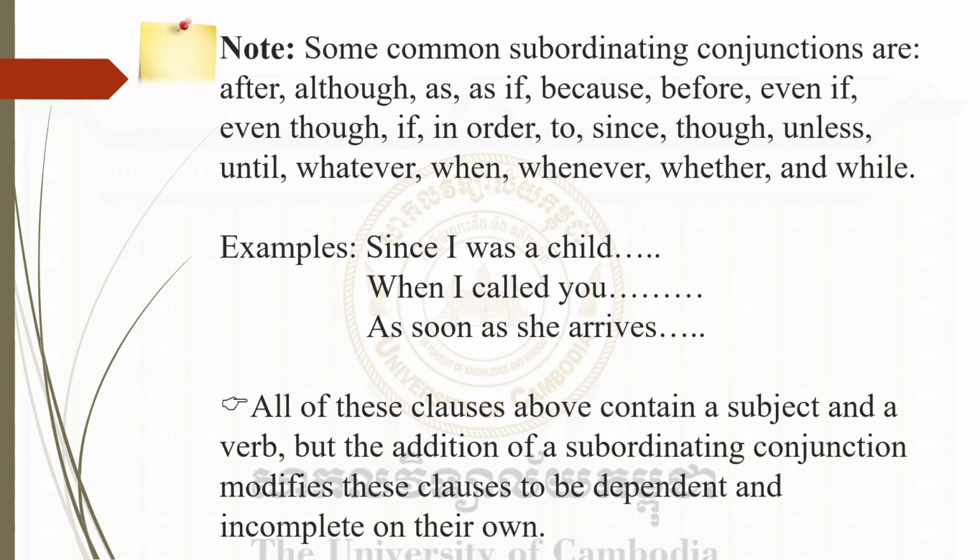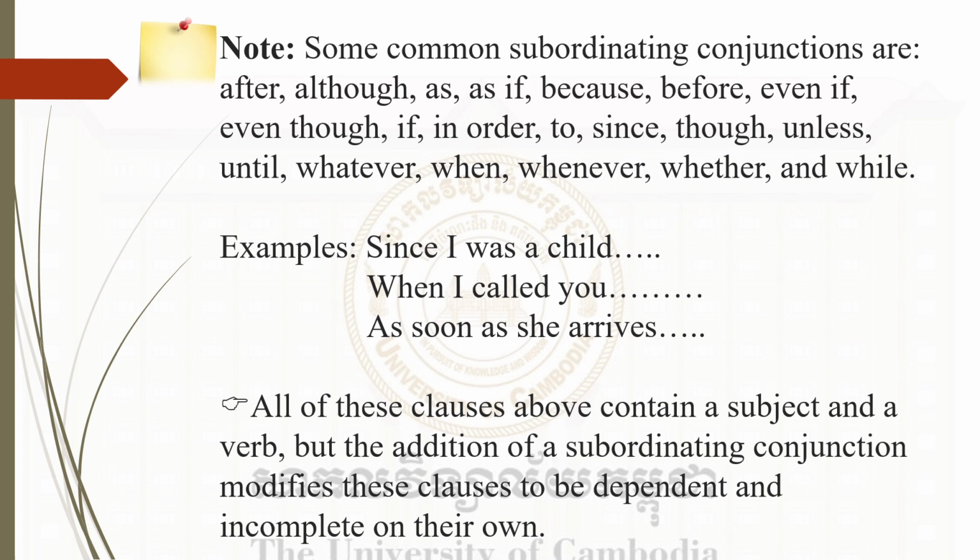Now let's move to the note. Some common subordinating conjunctions are after, although, as, because, before, even if, even though, in order to, since, though, unless, until, whatever, when, whenever, whether, and why. So this kind of subordinating conjunction also appears in the dependent clause. As you can see, examples.